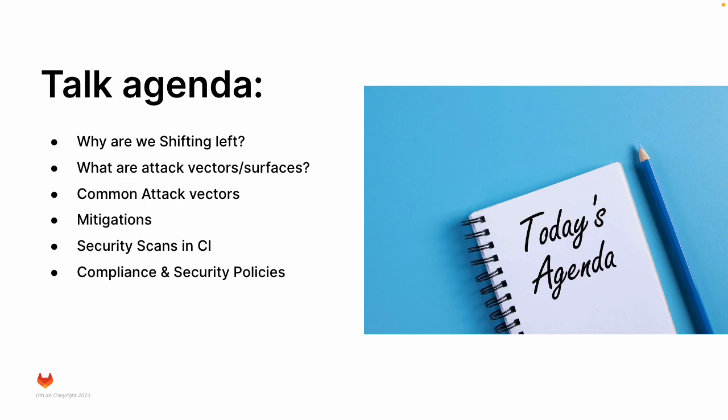The list of things I'm talking about today is: why are we even shifting left in the first place? Why do we need to shift left? What are attack vectors and surfaces, common attack vectors that we see, how do we mitigate them, security scans that we can use in CI to mitigate these attack vectors, and also a bit about compliance and security policies, since those are some of the key things that we worry about, especially in regulated industries.